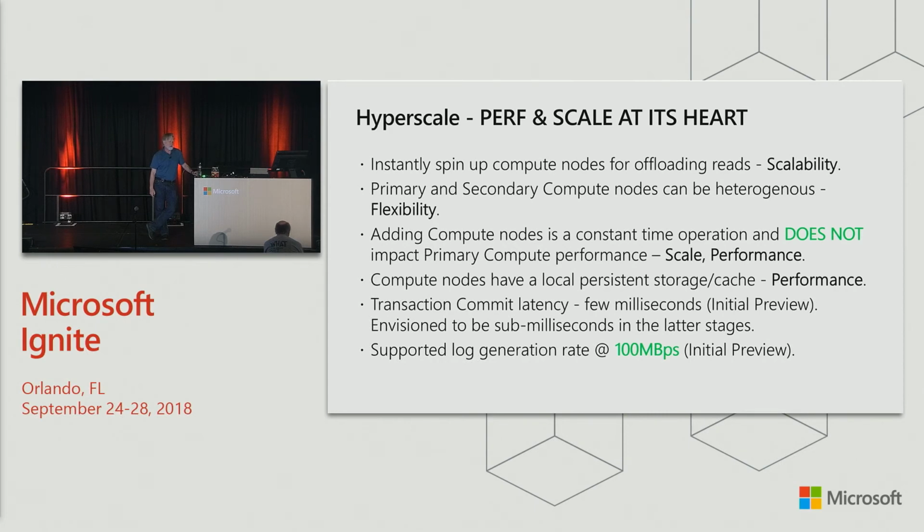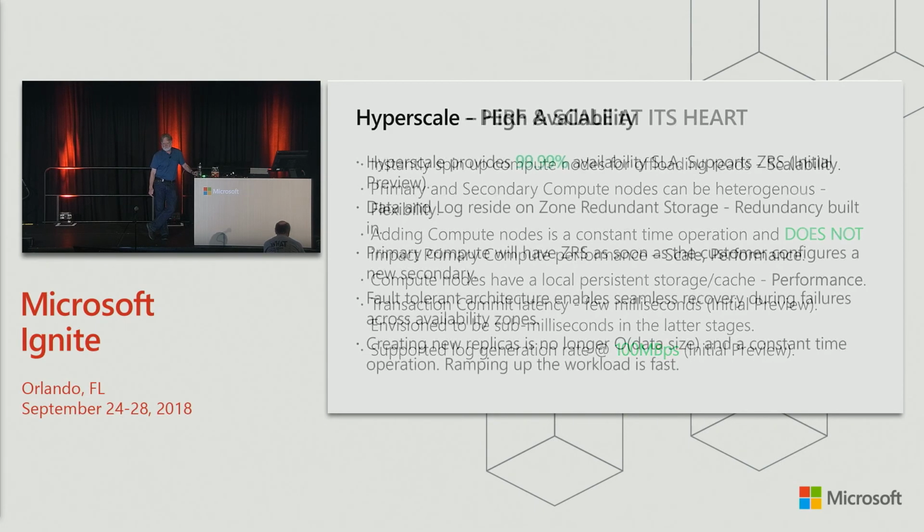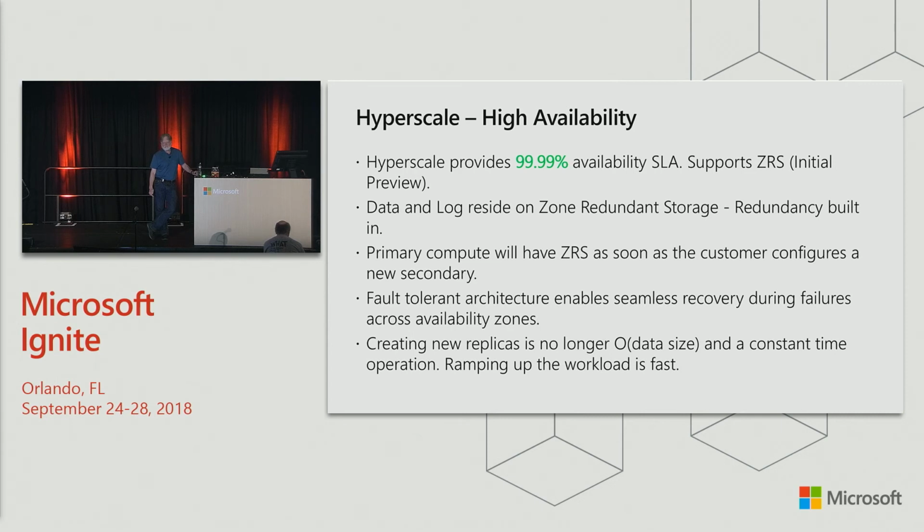High availability, four nines availability as an SLA. Zone redundant storage will be available in initial preview. Data and log reside in zone redundant storage, so the Azure storage we're using for this is zone redundant. Primary compute will have zone redundant storage as soon as the customer configures a new secondary. Fault-tolerant architectures enable seamless recovery during failures across availability zones.